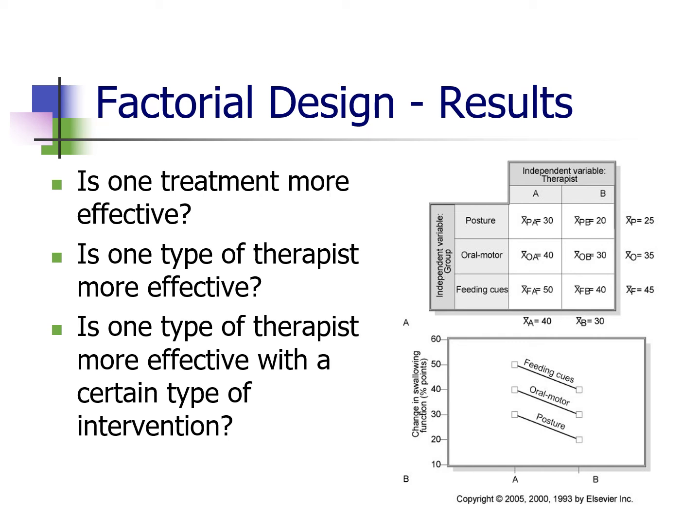And so the numbers that you see in the table up top really relate to the mean improvement in terms of % of swallowing function. And so if we look at therapist A with the postural training group, you see there's a mean improvement there of 30 percentage points. If you look at therapist A in terms of oral motor training, you see there's a mean improvement of 40 percentage points.